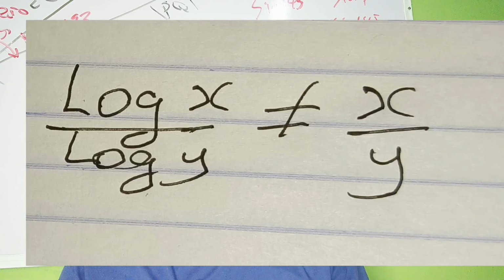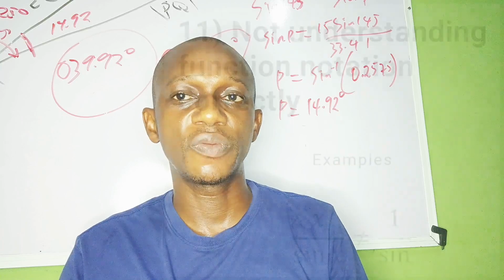Another example we have there, log x over log y. You cannot cancel the log with the other log. You can't cancel it. That is very, very wrong. So this cannot lead to x over y. We have to take note of that.